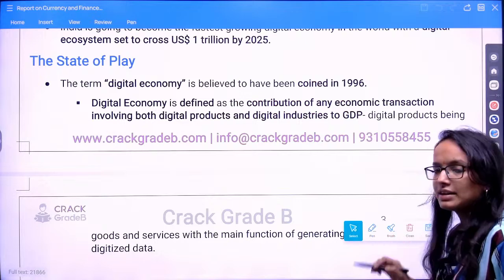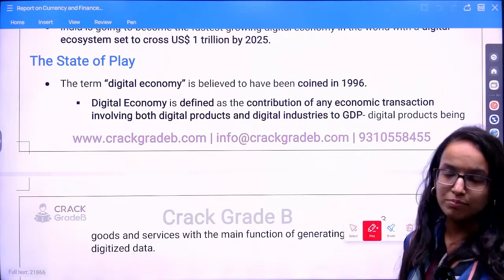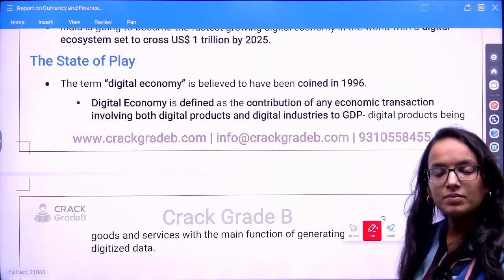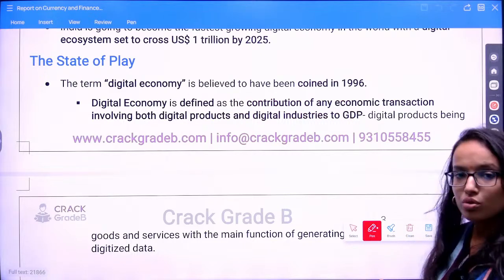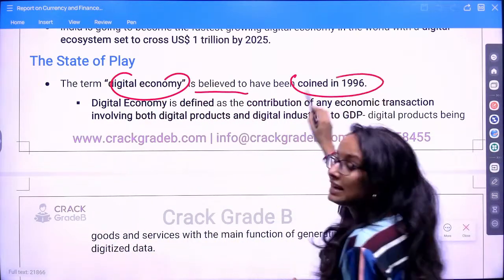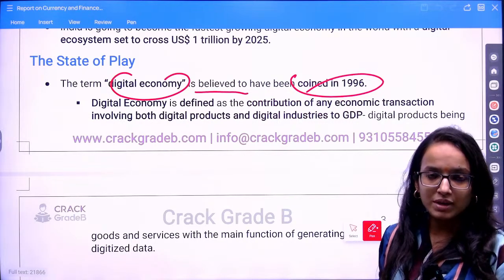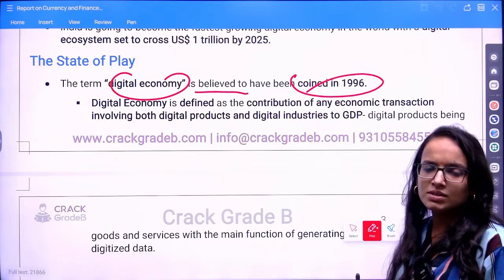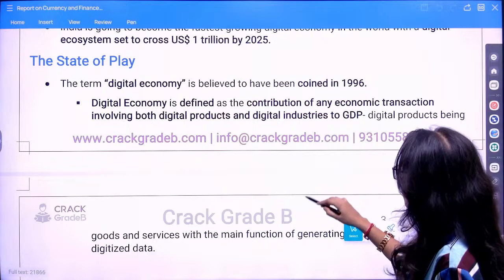So the next heading which we have, apart from these general highlights, the first heading in the report is the state of play. It is also regarding digital economy, how digital economy has been performing for India. It says the term digital economy is believed to have been coined in 1996. Now what is digital economy? You all know what it is, but again let's see the definition here.